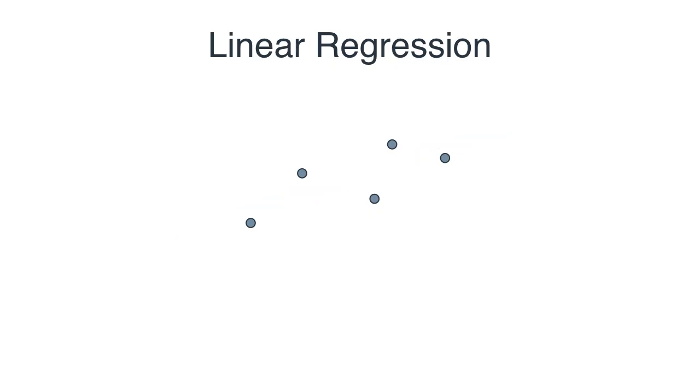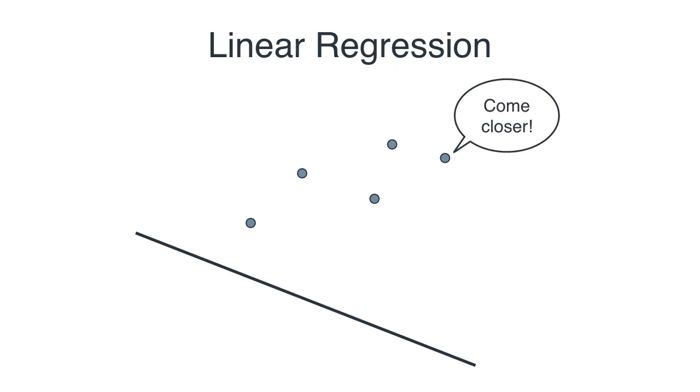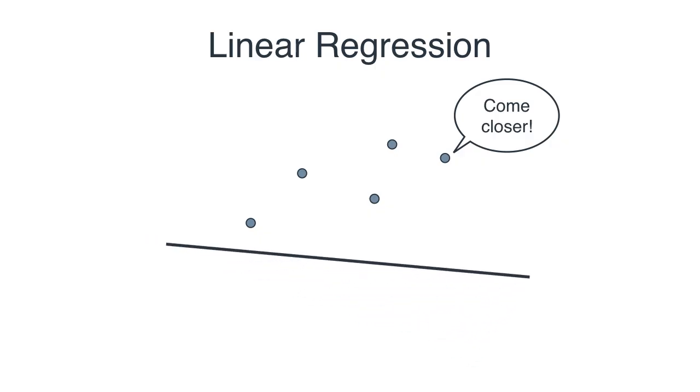So let me be a bit more specific. What we're going to do is throw a random line, and then we're going to start asking the points, what do they want? So let's pick a random point and ask it, what would you like? Well, this point says come closer, because the closer the line is to this point, the better a fit it is for that particular point. So we listen to it and we move a little closer.